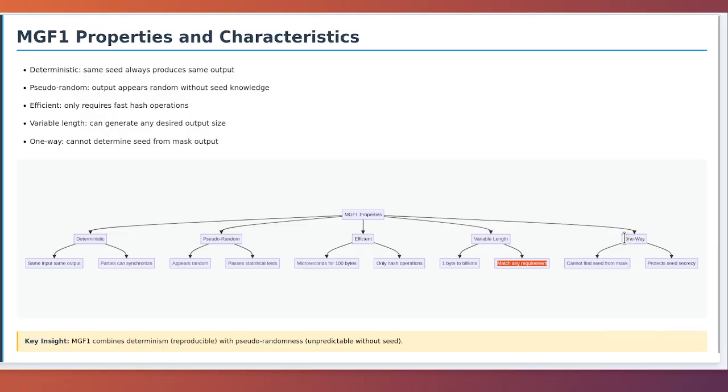Fifth, MGF1 is one-way. Given the mask output, it is computationally infeasible to determine what seed was used to generate it, assuming the hash function is secure. This property inherits from the pre-image resistance of the hash function. Even if an attacker intercepts or observes the mask, they cannot work backwards to discover the secret seed. This is important for the security of systems like OAEP where the seed must remain confidential.